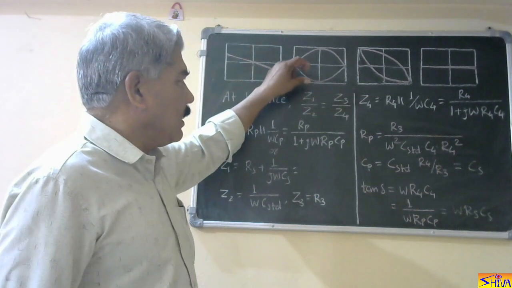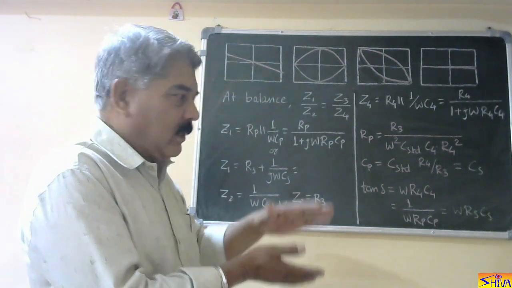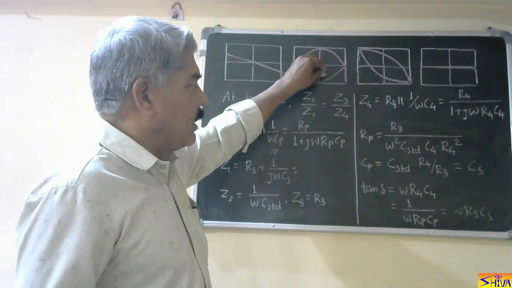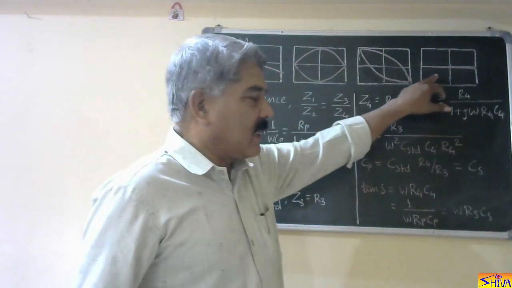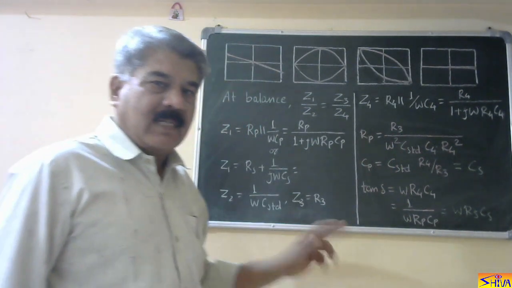If we go on changing this value of C4, phase imbalance is reducing. Phase imbalance is reducing means the area of this ellipse will go on reducing, and finally it will become a straight line. This straight line represents that phase angle and magnitude balance is there.